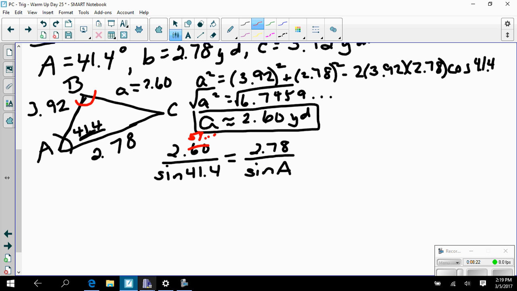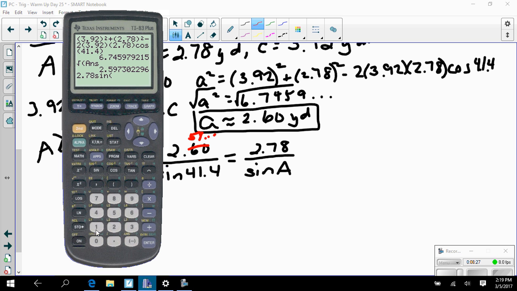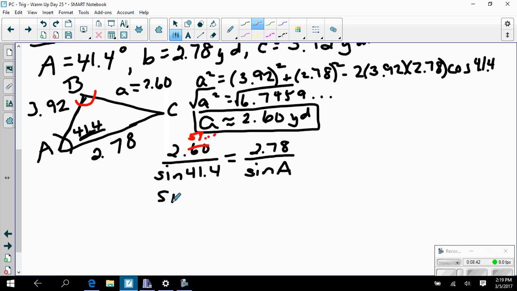Okay, so law of sines would say take 2.78 sine of 41.4 and divide it by that answer. So I'm just going to say second answer. And that'll be that number there. So now I'm not getting a rounded answer. So sine of A is equal to that. Go back here for a second. Sine of A equals 0.707 dot dot dot.